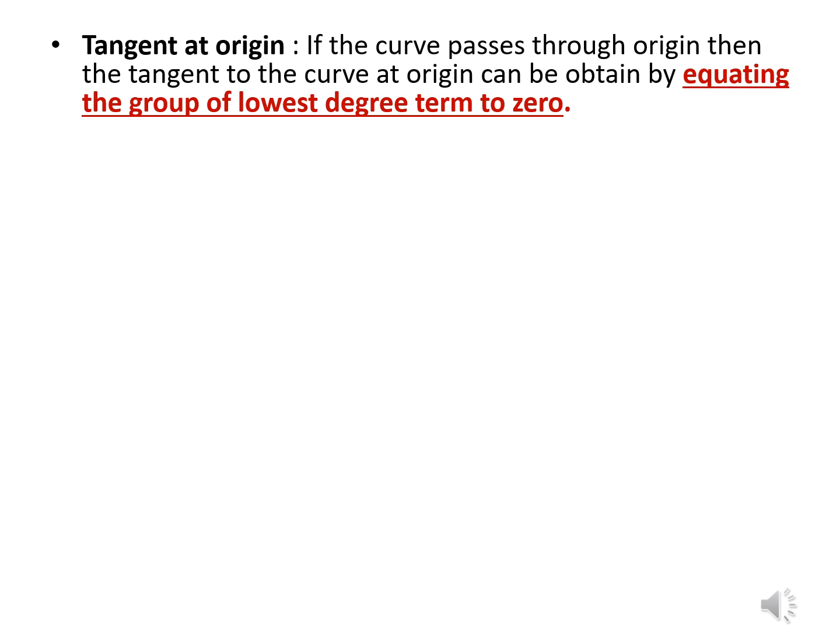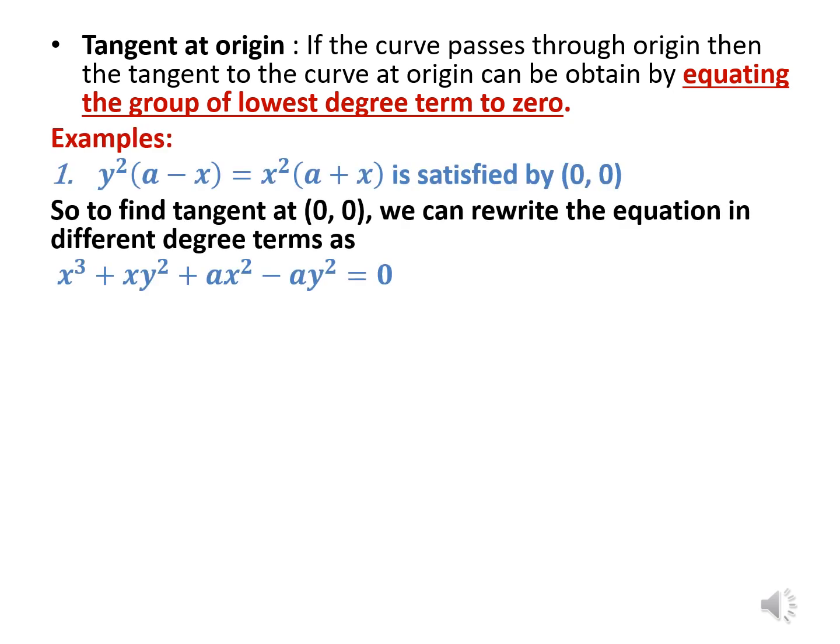So the first example is y squared into (a minus x) is equal to x squared into (a plus x). Here if we put x equal to 0 and y equal to 0, then the equation is satisfied. That means this equation is passing through origin. Okay, now we have to find the tangent of this equation at origin.